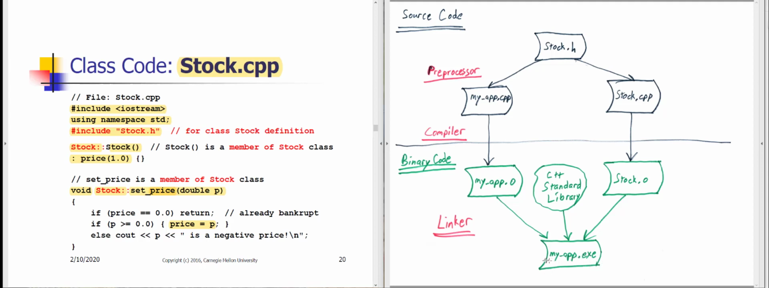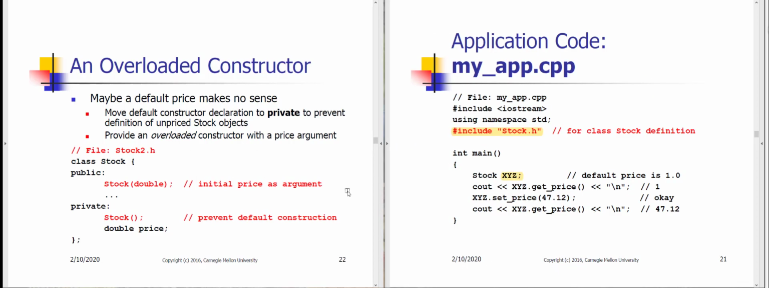And I have inconsistently shown the Windows name for that program file, myapp.exe. On Linux, it would actually just be called myapp. Okay, so that is the process by which these three separate source code files get turned into a single executable program file. All right, so now let's continue making enhancements to our stock class.